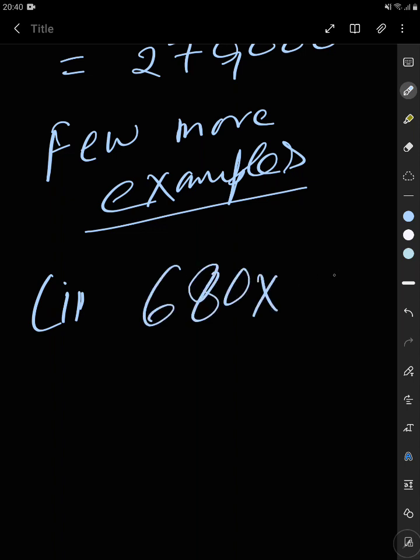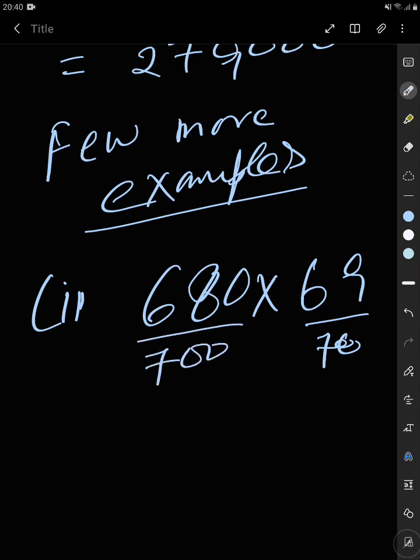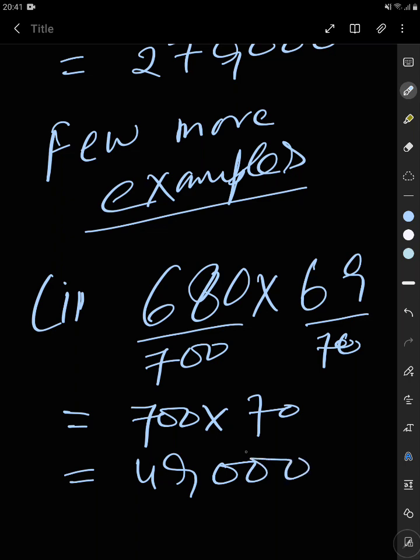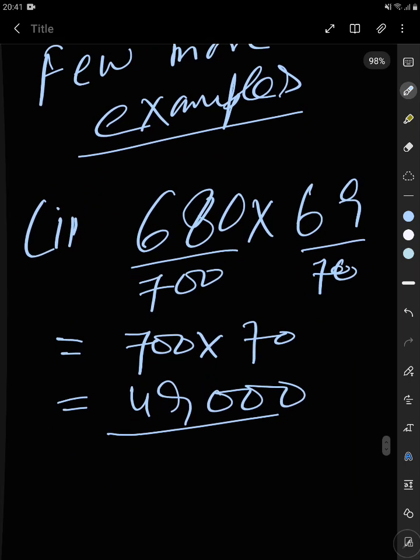multiplied by 69. Here we see that it is closer to 70, so we'll take 70 here, and this is closer to 700, so this will be equal to 700 multiplied by 70, and it will be 49,000. So this will be the answer.